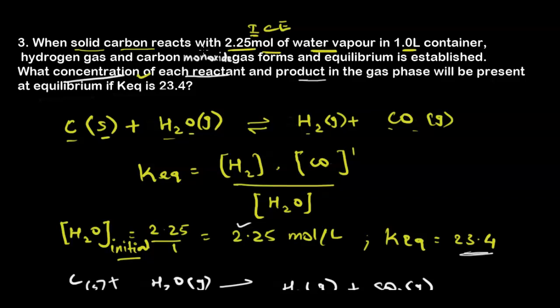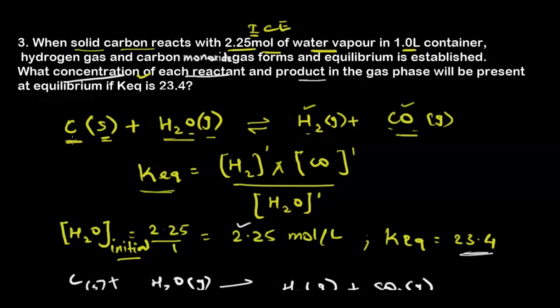When solid carbon, C solid, reacts with 2.25 moles of water vapor, that means water in gaseous state, in a 1 liter container, hydrogen gas, H2, and carbon monoxide form. And equilibrium is established. Because equilibrium is established, we can write K equilibrium. So K equilibrium will be equal to the concentration of H2 raised to the power of 1 multiplied by the concentration of carbon monoxide raised to the power of 1 divided by the concentration of water raised to the power of 1.